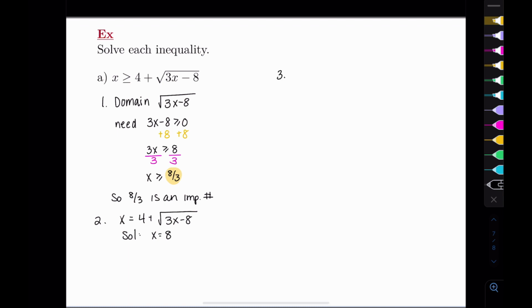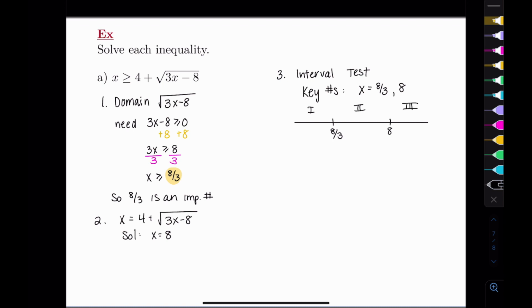Now that I have these two important numbers, we go ahead and we interval test. So our key numbers are going to be x equals 8 over 3 and 8. Okay. So I want 8 over 3, that's smaller, and 8. And this gives us 1, 2, 3 intervals to test. So I will start with interval 1. We can plug in x equals 0.